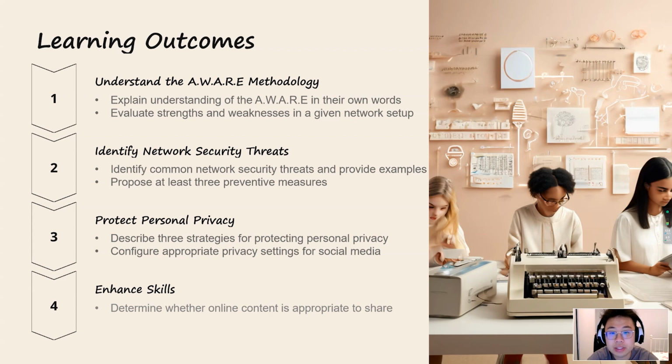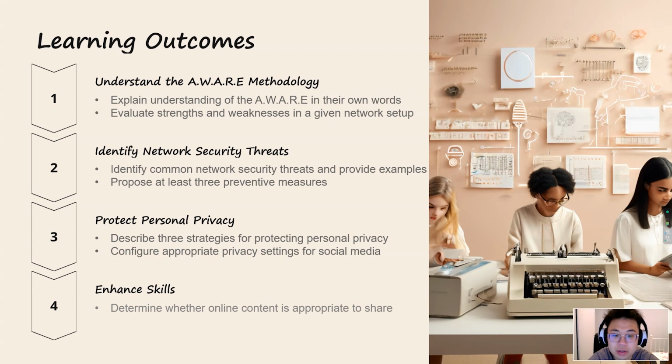Okay, in this two-lesson module, we have 4 expected learning outcomes. First, students can understand AWARE methodology and demonstrate understanding of the AWARE method by explaining each step in their own words. At the same time, they can analyze different network setups and evaluate the advantages and the disadvantages. Next, students can identify common network threats, give examples, and propose at least 3 actions based on different threats.